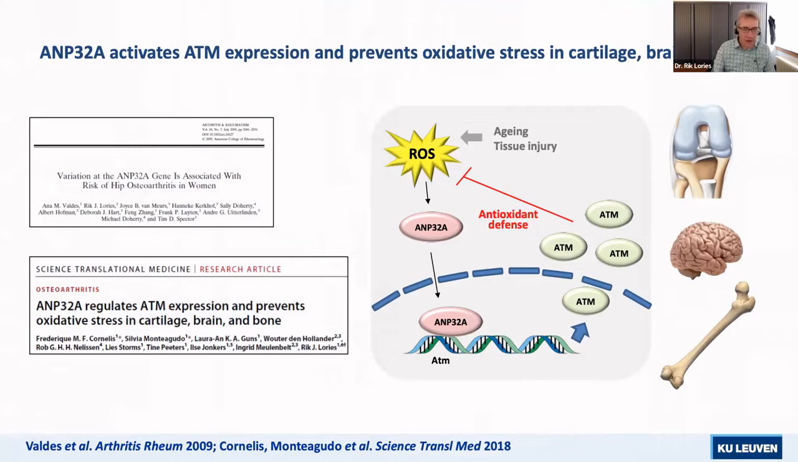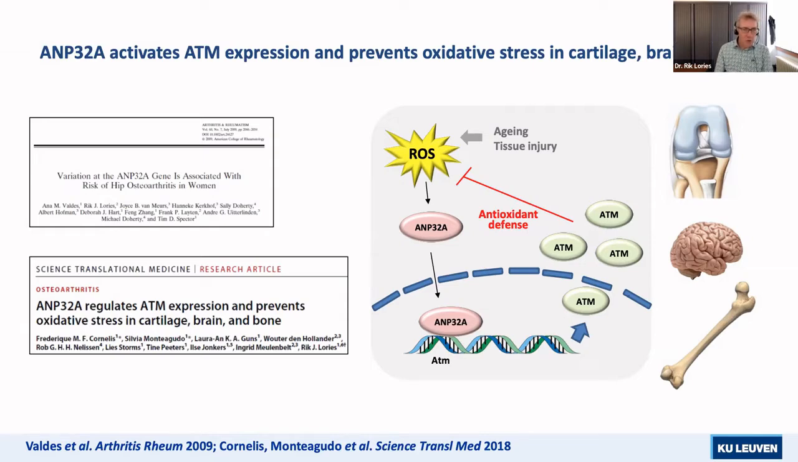Now, for the final part, I'll go to another molecule, which more or less follows the same tracks, but came with a lot of surprises. We demonstrated in 2018 that a small molecule that is ubiquitously expressed called ANP32A is essential in reducing oxidative stress in many tissues and in many aging-related disorders, including osteoarthritis, osteoporosis, but also in some neurodisease.